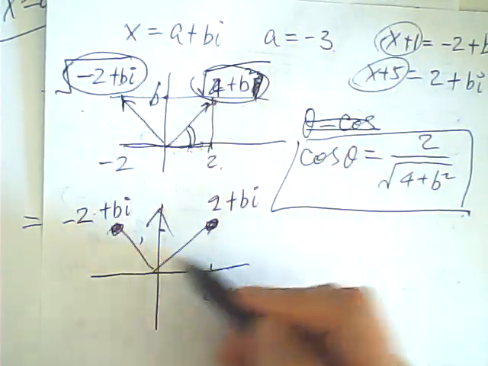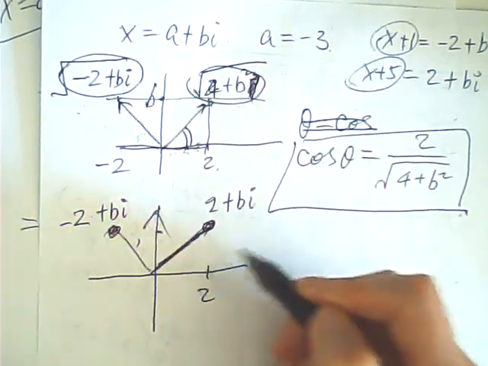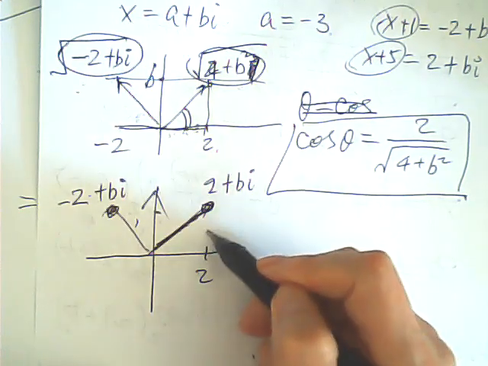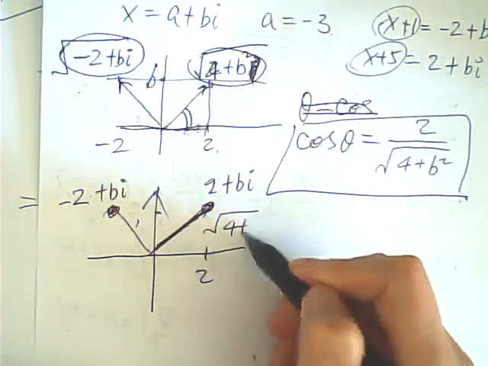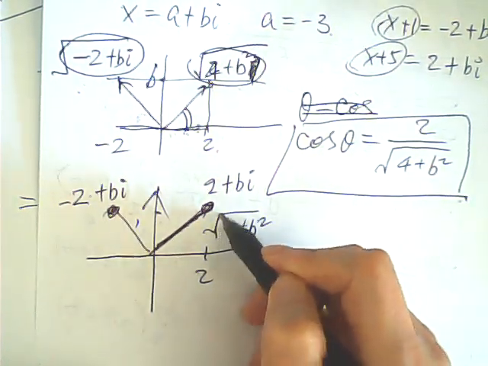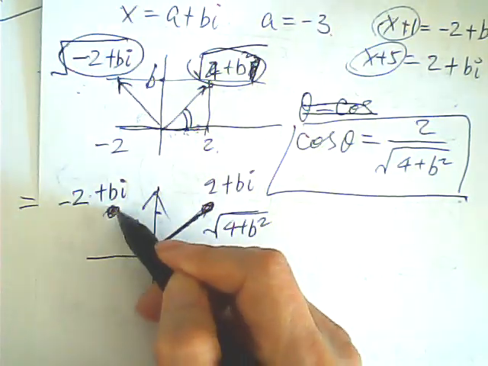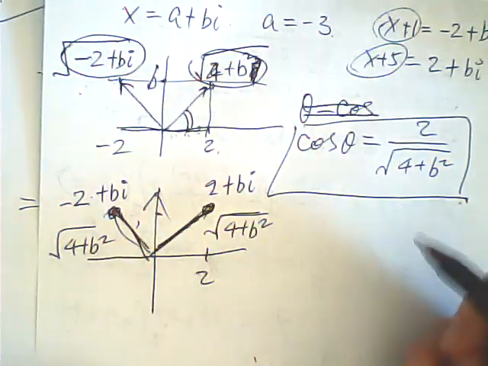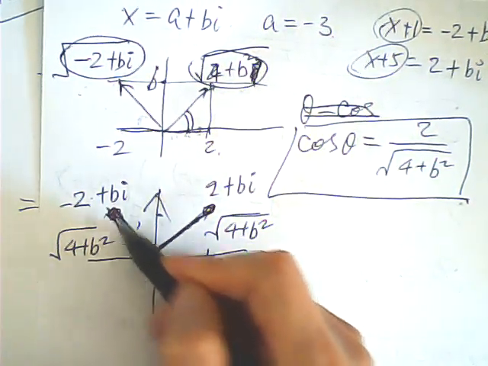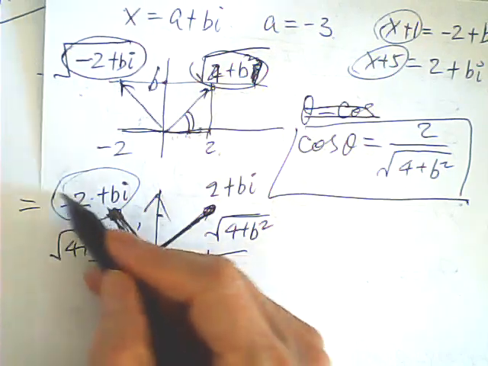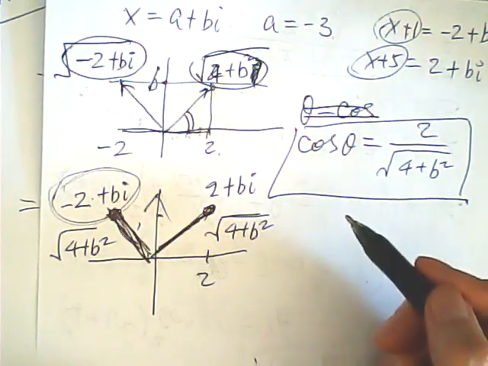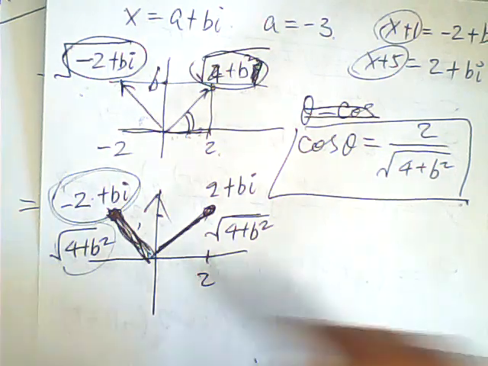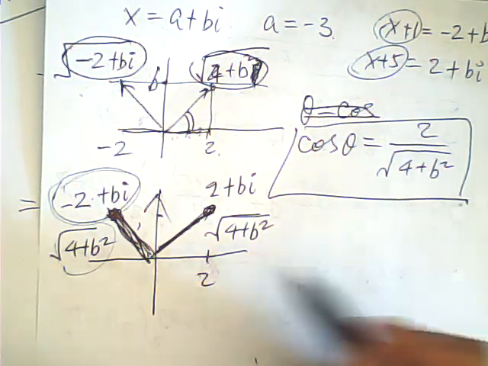The length, the modulus, is equal to the square root of 4 plus b squared. That is, yeah, that's better. And this length is the square root of 4 plus b squared. That's this length, the modulus of this complex number. This is a complex number.